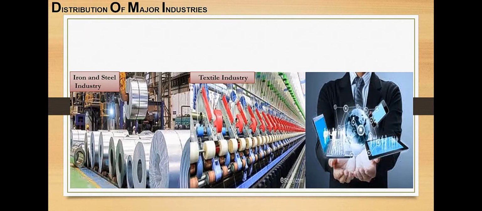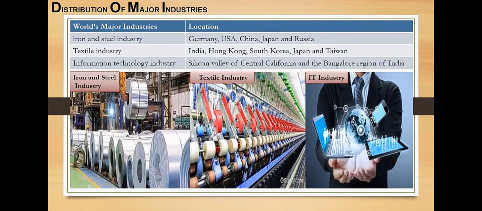And distribution of industries. Broadly, in this chapter, we are dividing the industries into three. Okay, iron and steel industry, textile industry and IT industry. Iron and steel industry is in Germany, USA, China, Japan and Russia. And textile industries, you already know, dresses; we can prepare dresses by using some processes. It is in India, Hong Kong, South Korea, Japan and Taiwan. And the famous emerging sunrise industry is called information technology. Plenty of people are working in IT nowadays. It is in California, and in India it is in Bangalore and Chennai.